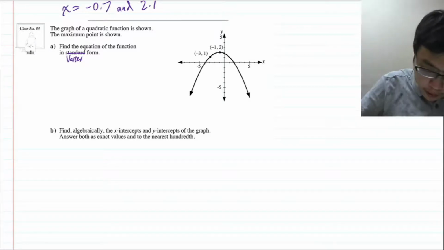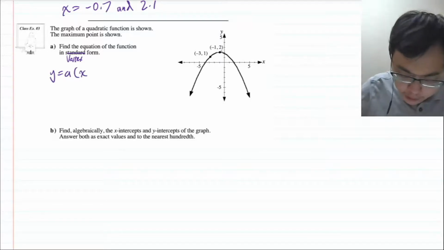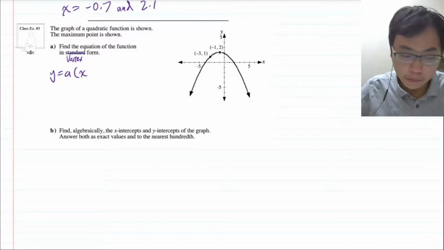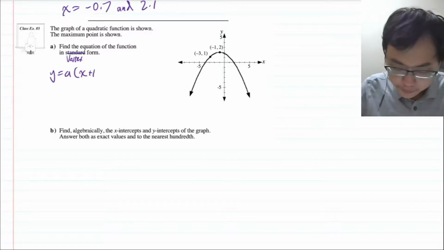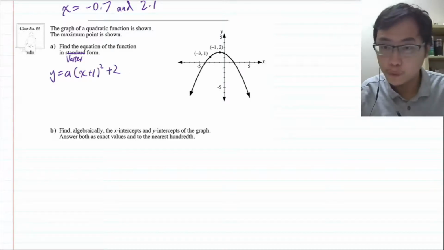Let's write down, we have y equals a bracket x. Now it has shifted one place left, which means that it's going to be x plus 1, and then it moves 2 places up, so it's going to be plus 2.